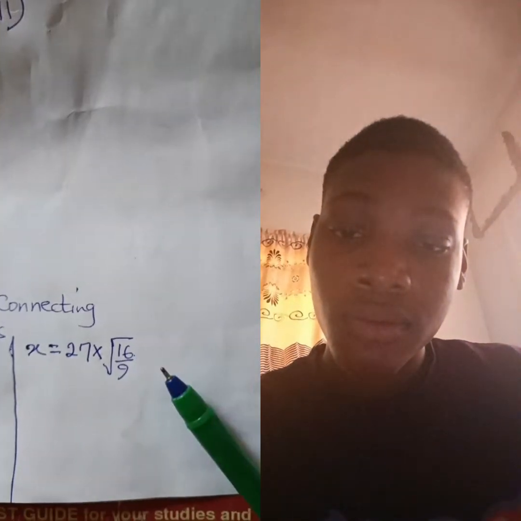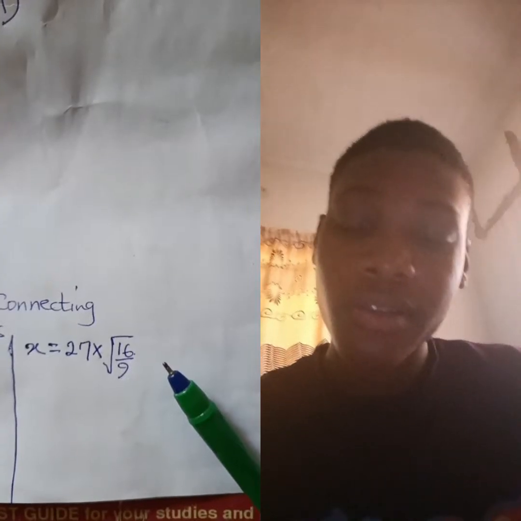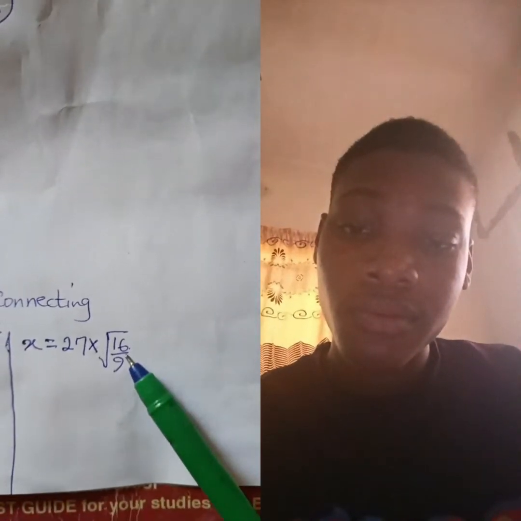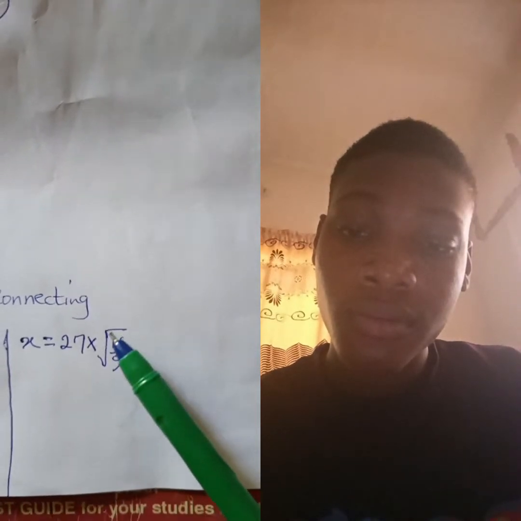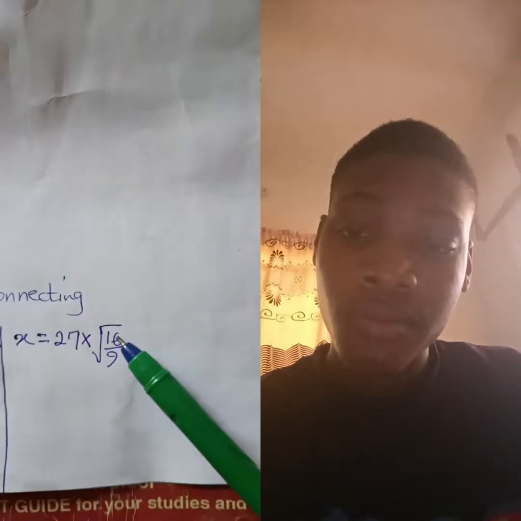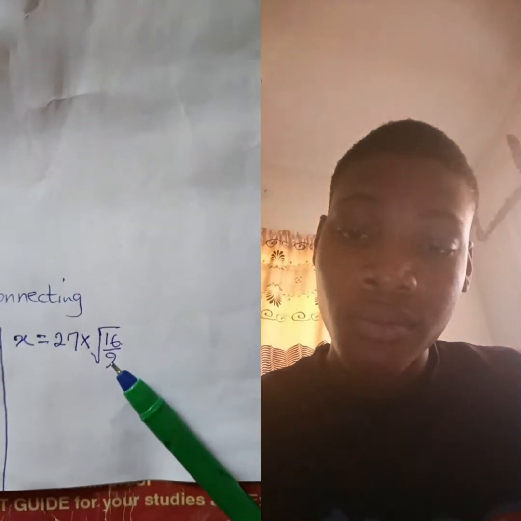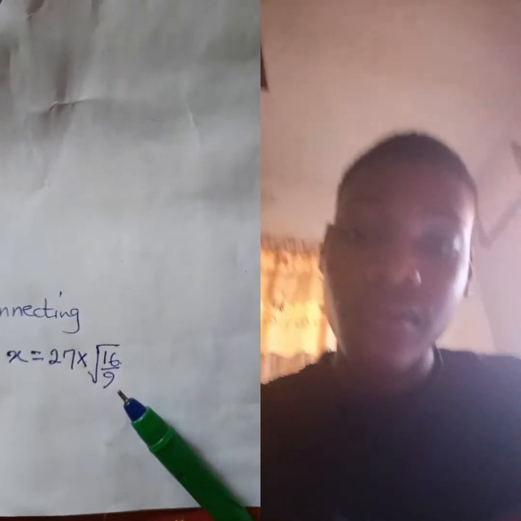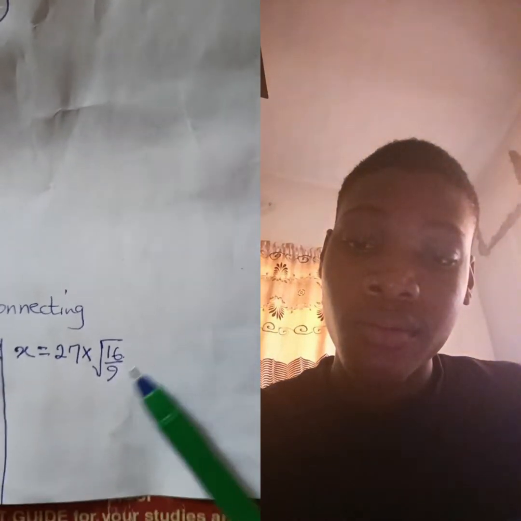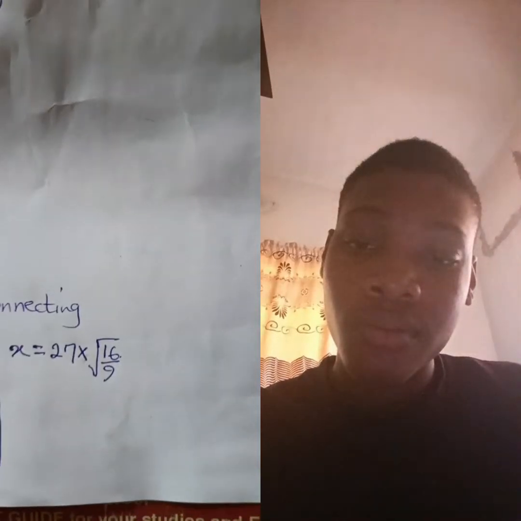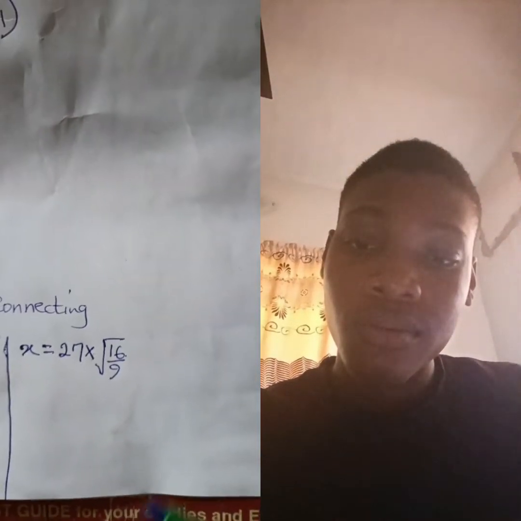The square root is affecting both of them. Are you following? For division and multiplication, this thing is division, 16 divided by 9. These square roots will be distributed to the numerator and denominator. If it is multiplication, 16 times 9, for example, the square root will still affect each of them separately. That's something you should know.